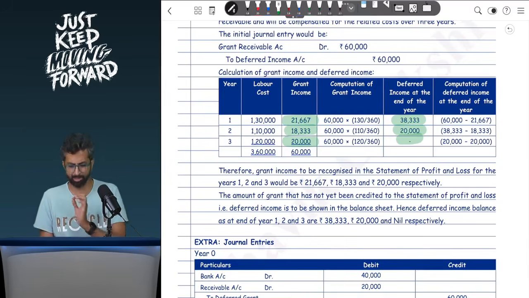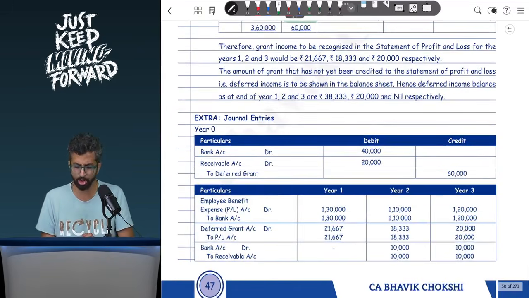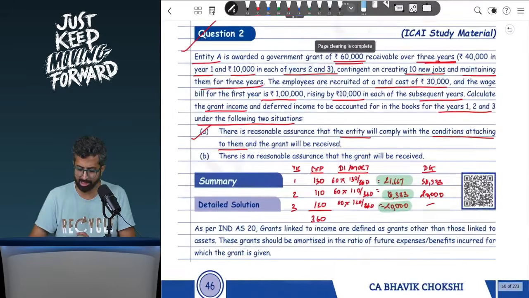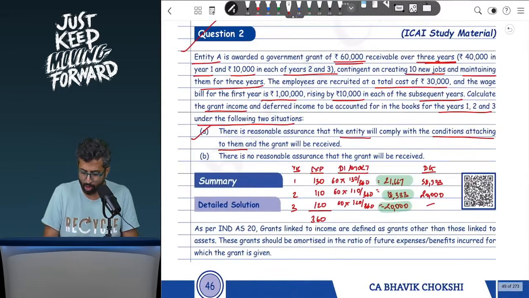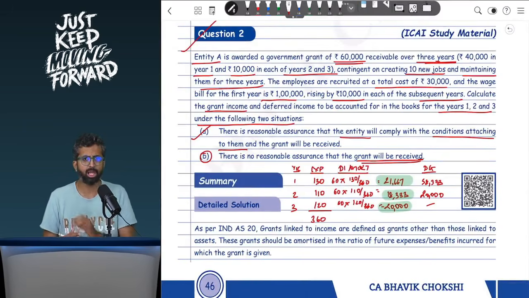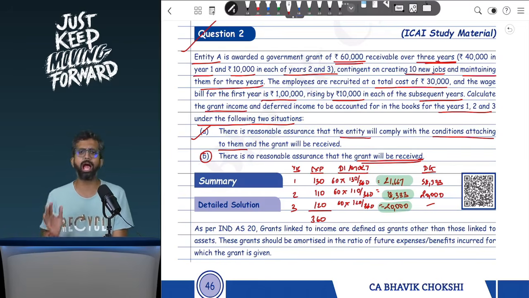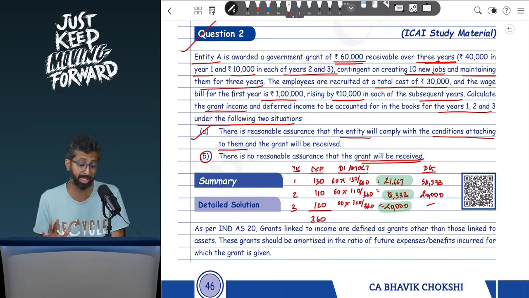Now the problem ideally arises, let us say, in option number 2. So when you actually go to option number 2, there is no reasonable assurance that the grant will be received. Now this is where the institute solution is a little inconsistent in my opinion, but that is how they have solved it in the May 24 study material as well as in an earlier IFRS paper. So might as well, if this comes, you go by the same logic.